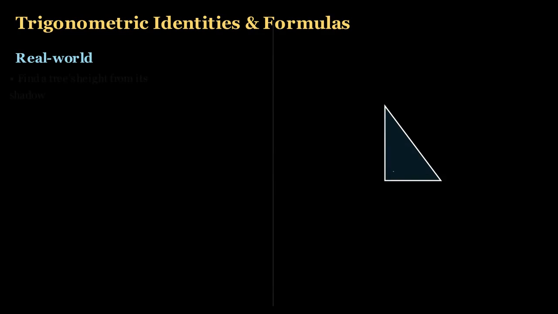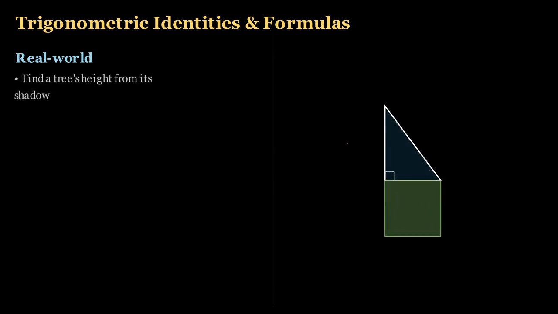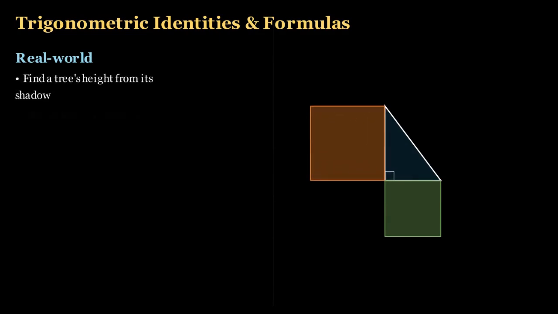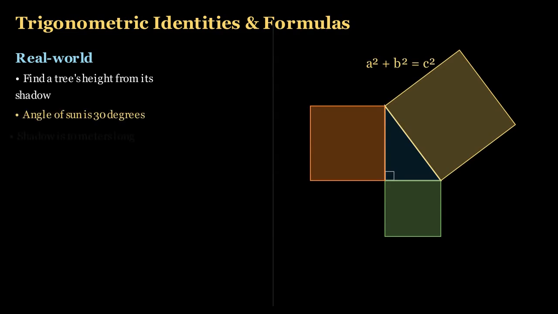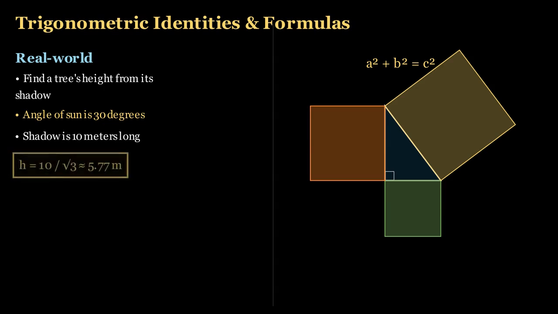The ratio of opposite to adjacent is the tangent. So, tangent of 30 degrees equals the tree's height divided by 10 meters. We know from the geometry of a 30-60-90 triangle, which is half an equilateral triangle, that the tangent of 30 degrees is exactly 1 over the square root of 3. Multiplying both sides by 10, the tree's height is 10 divided by root 3 meters. That is about 5.77 meters tall.